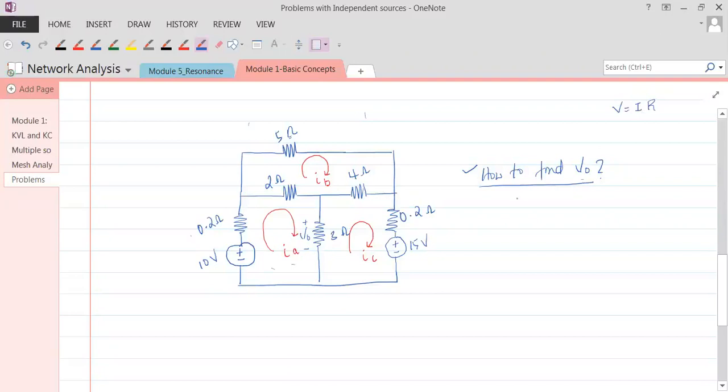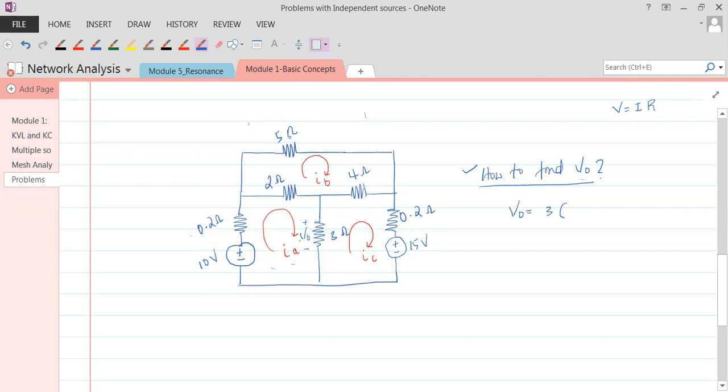We already have found out all the mesh currents. IA, IB, IC is already found out. Now we need to find out V naught. So V naught also is current into resistance. Resistance is 3 ohms. But through 3 ohms, there are 2 currents flowing, IA and IC. So V naught dropping across 3 ohms is not because of any one current, it's because of both the currents flowing through 3 ohms.